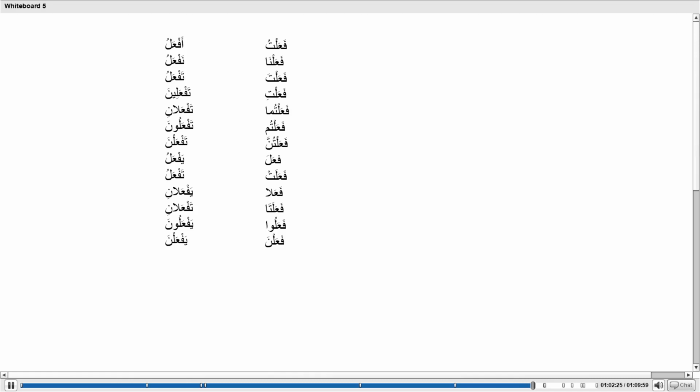So how many forms and congregations do we have for the madi, the past? 13 only. And for the mudari', 13 only. Allahu Akbar. Is this difficult or easy? This is applied to all verbs, with no exception at all. All verbs are said in the same manner. Same steps. Same procedure. Same formation. All the same.